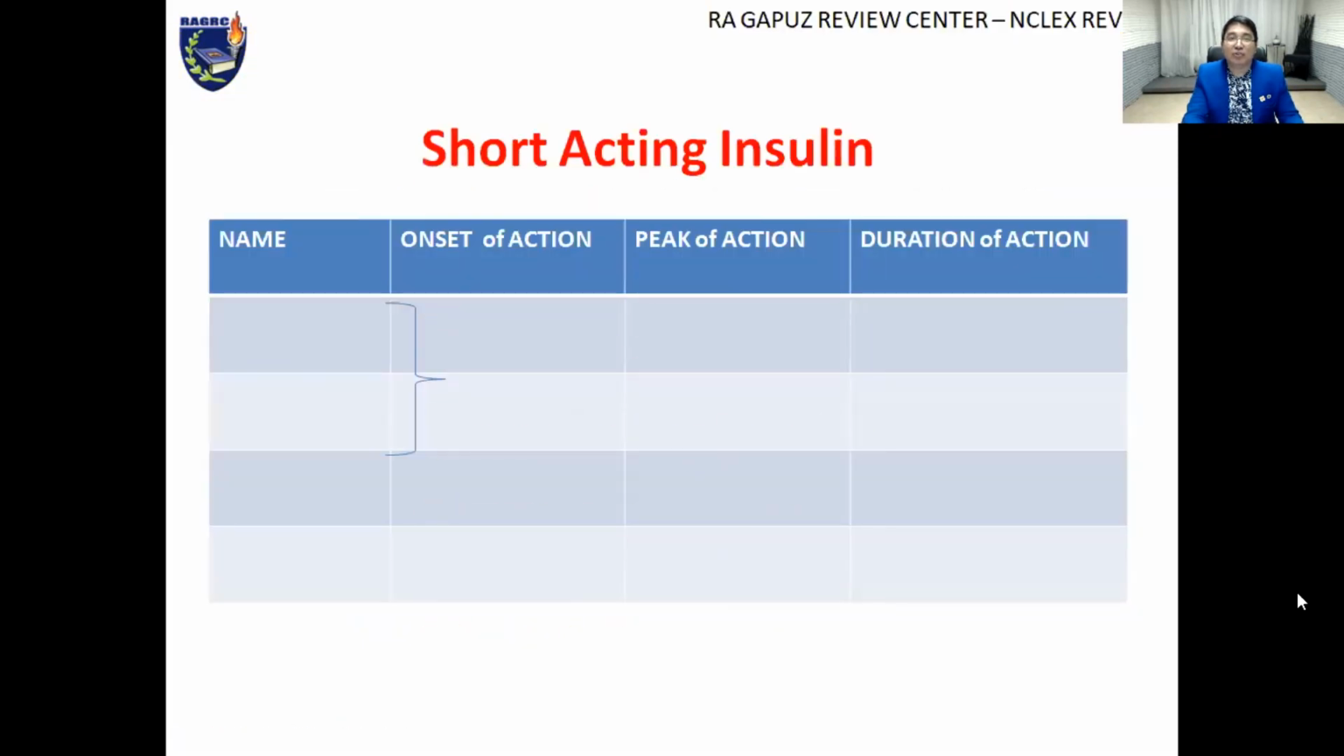Now let's talk about your short-acting insulin. Examples could be your regular Humulin R, Actrapid. Now take note that the onset of action is actually 30 to 60 minutes. The peak of action for regular Humulin is 2 to 5 hours and 1 to 3 hours for Actrapid. The duration of action is 6 to 8 hours for Humulin R, regular, and 8 hours for your Actrapid.